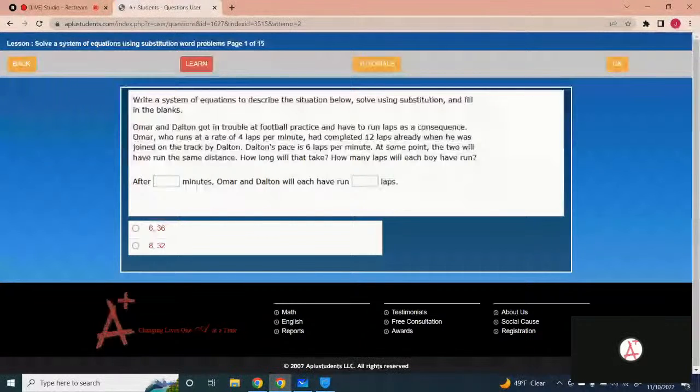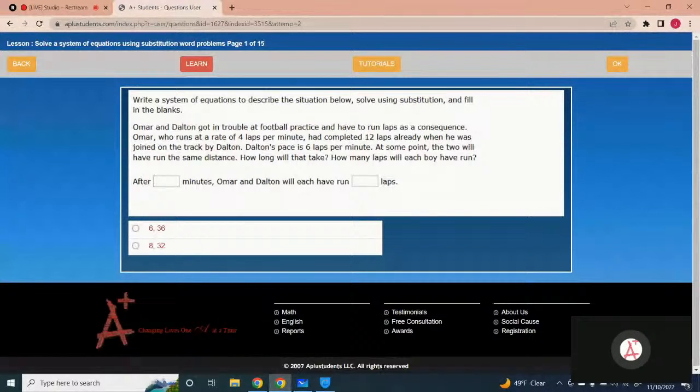Okay, let me read the question. Write a system of equations to describe the situation below. Substitution method. Omar and Dalton got in trouble at football practice and have to run laps as a consequence. Omar, who ran at a rate of 4 laps per minute, had completed 20 laps already when he was joined on the track by Dalton. Dalton's pace is 6 laps per minute. At some point, the two will have run the same distance. How long will that take? How many laps will each boy have run? Got it? So you have to form the equations.